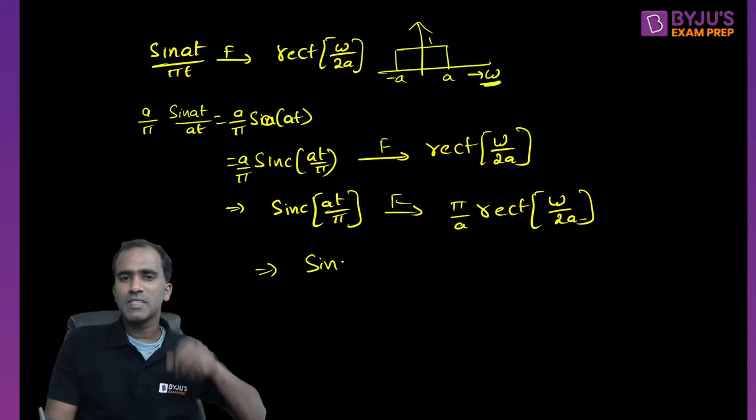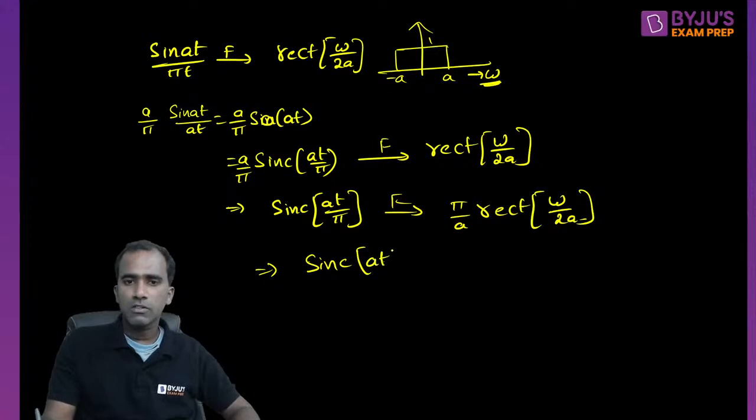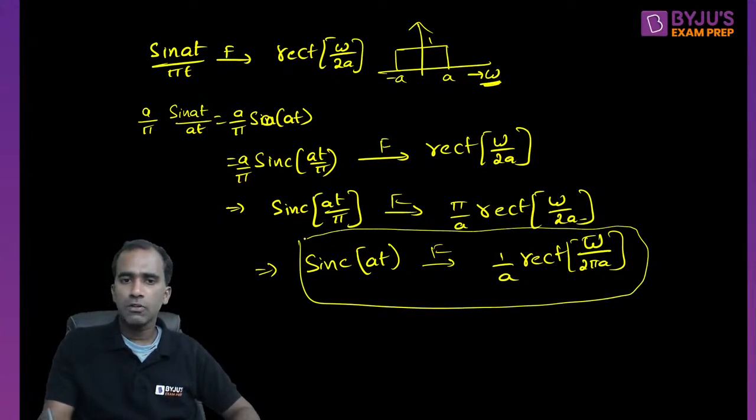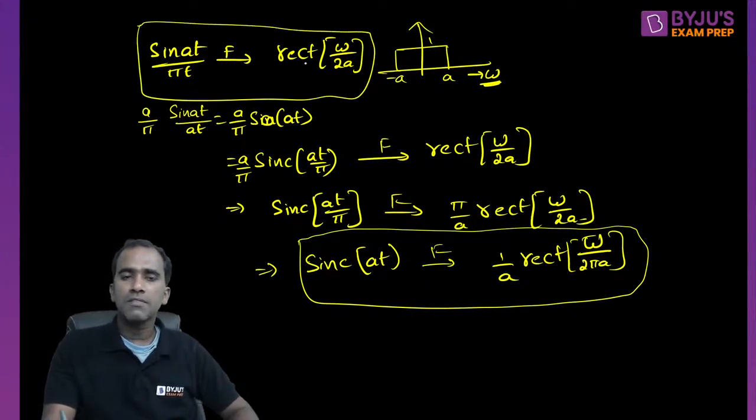Which means we can find the exact Fourier transform of sinc(at) also. I'm multiplying t with pi, so what happens in the frequency domain? You have to divide omega with pi. I'm talking about the scaling property of the Fourier transform: if you multiply t with pi, omega should be divided with pi. On the other side it becomes 1 by pi extra, it should become 1 by a. So we can find the exact Fourier transform of sinc(at) also, but it's not worth remembering. So remember only this. From this we can find whatever we want.